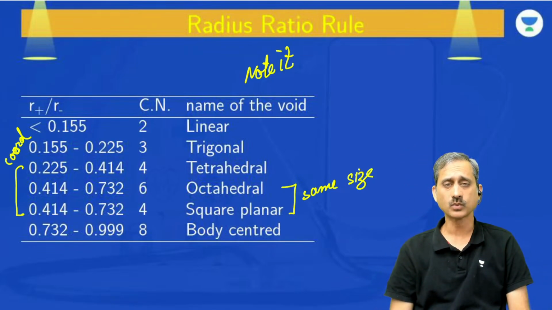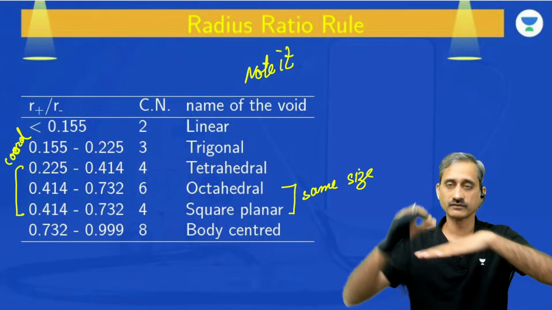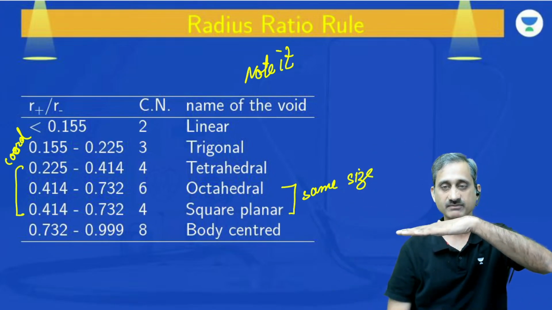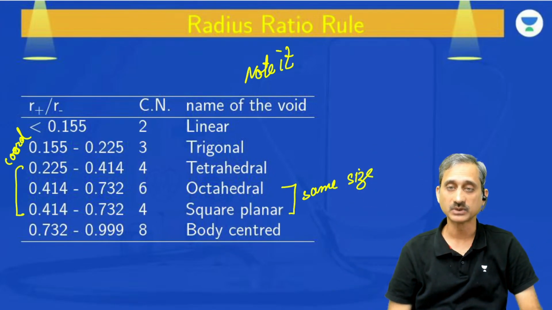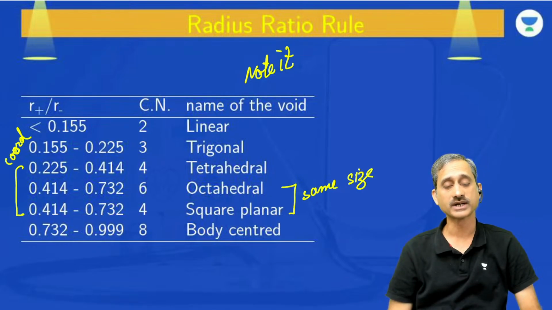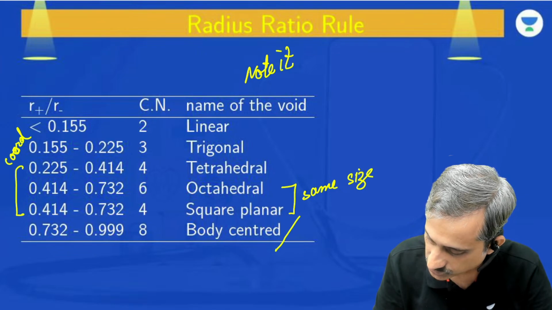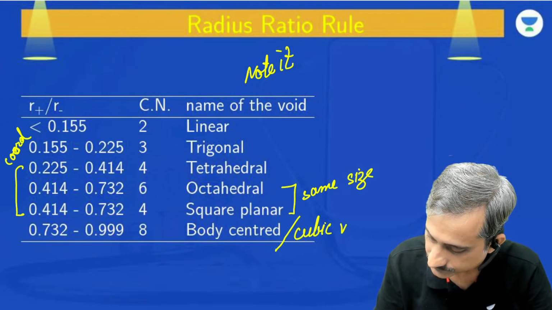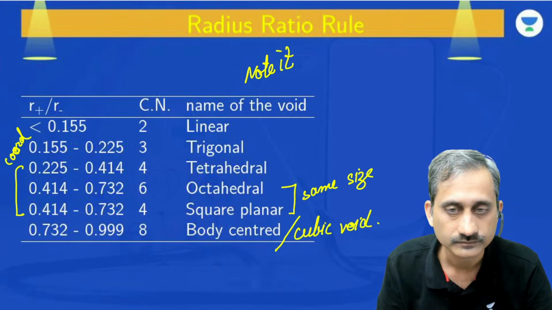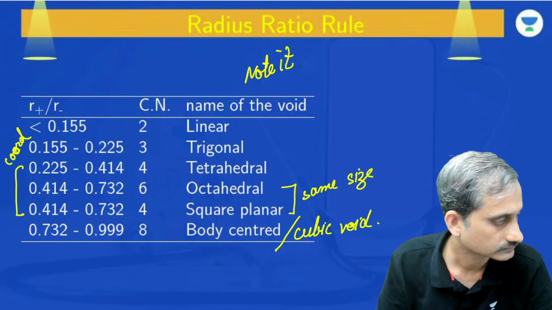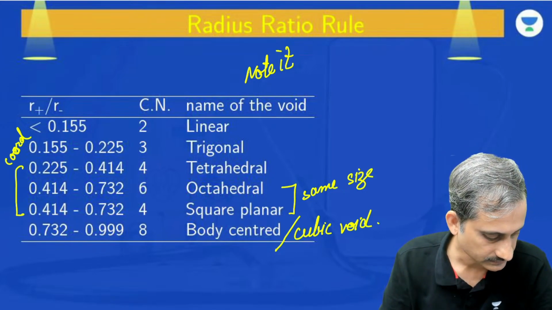Actually, the square planar void is an octahedral void from which the top and the bottom two particles have been removed and a square has been left in between. So that is what we have as a square planar void. So square planar void and octahedral void have the same size, but the square planar has the coordination of 4. Body centered void is also termed as the cubic void. Is this clear?